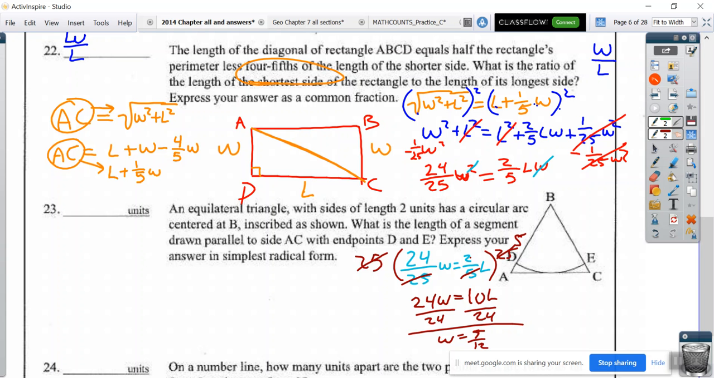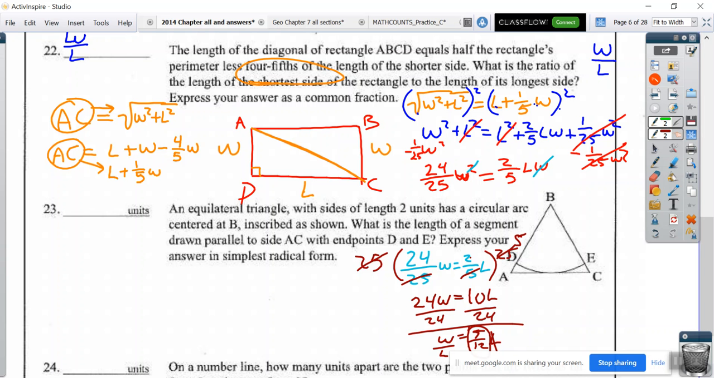Oh, I think we have an answer right now, right? So what is W over L going to equal? 5/12. Because then we can divide both sides by L, and we'll get W over L is equal to 5 over 12.